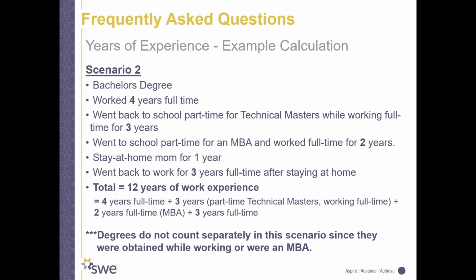So you've got those first 4 years of full-time experience plus 3 years of part-time technical master's while working full-time. So that counts as full-time work. And 2 years during your MBA, those count as full-time work. So just the 2 years. And then 3 years of full-time after. So your 2 degrees in this scenario don't count separately because you were either working full-time or they were non-technical, like an MBA.